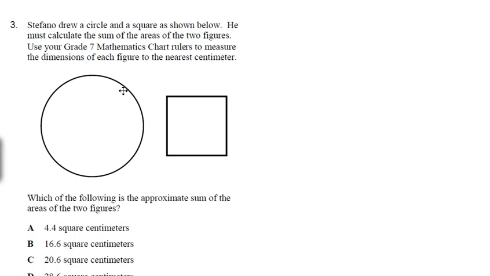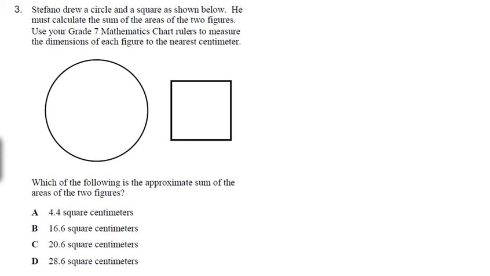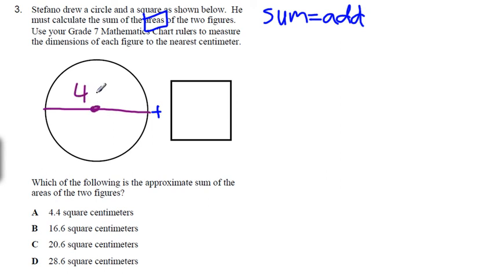Alright, number three. Stephen drew a circle and a square. We want to calculate the sum. Remember, if we say sum, that means we need to add these two. And we're finding the area. So if we add the two areas together, what will that give us? It says use our chart to measure. So if we measured these, we would get all the way across here is about 4 centimeters.